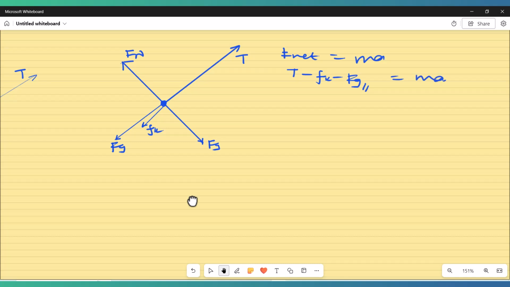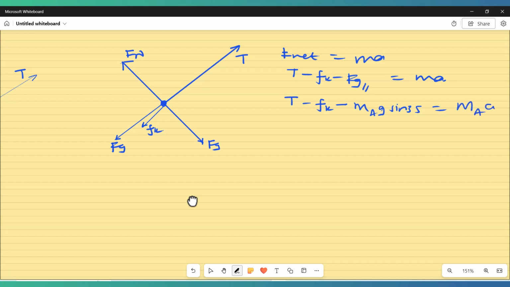So here we go, looking for the tension T. Now the Fk was given to us. Looking for Fk here, they gave it to us. How do you find Fg parallel? We use mg sine theta. That's the mass of A times g times sine 35, which equals M, the mass of A, times the given acceleration.